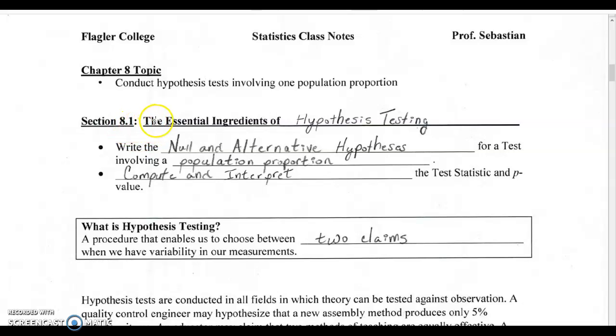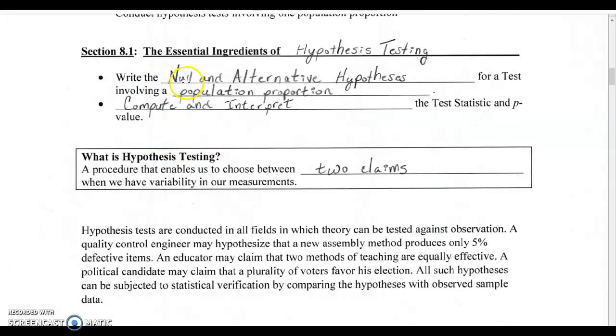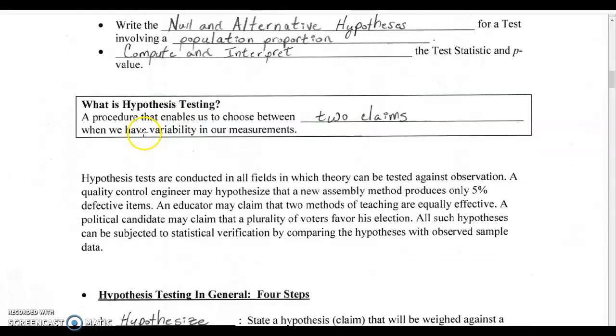So in section 8.1, we're going to learn about the essential ingredients of hypothesis testing. We want to learn to write what are called the null and alternative hypotheses for a test involving a population proportion. And then we want to be able to compute and interpret the test statistic and the p-value. Okay, so a lot of that doesn't make a lot of sense yet. So let's again start taking it step by step.